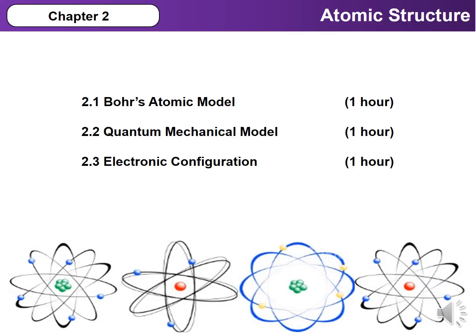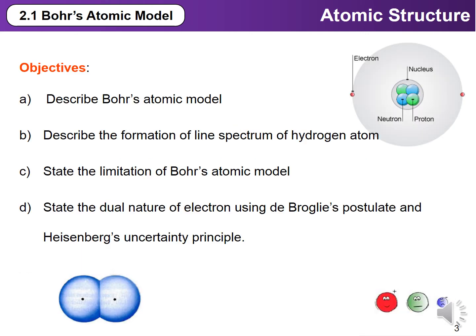Under this chapter 2, we will be looking at 3 different units: 2.1 Bohr atomic model, 2.2 quantum mechanic model, and 2.3 electronic configuration. Each of these subtopics will be taking you some time. As you can see in the slides, we have 4 objectives under 2.1, such as describing Bohr's atomic model, describing the formation of line spectrum, writing the limitation of Bohr atomic structure, and also the nature of electrons.